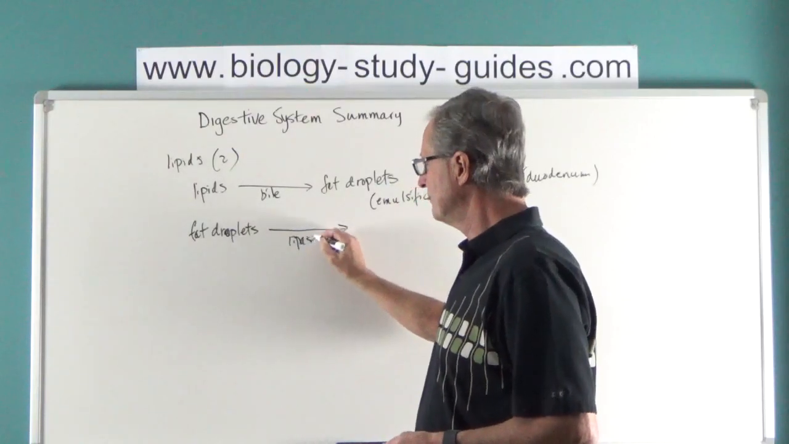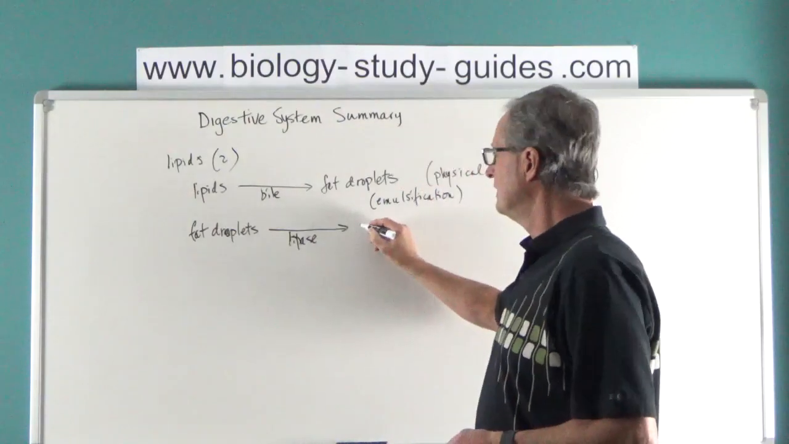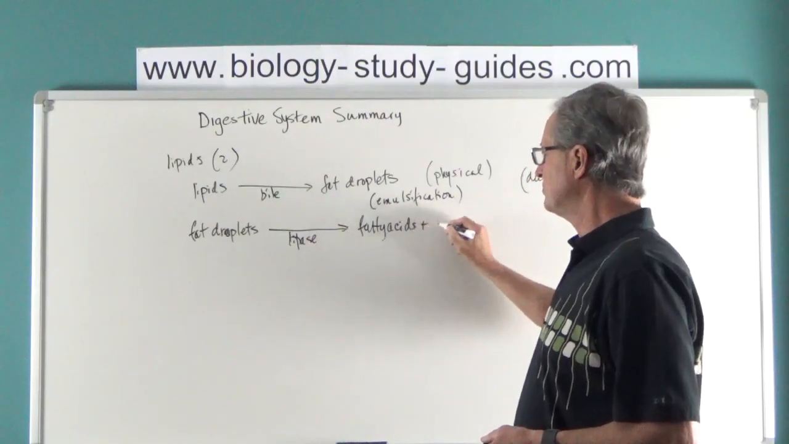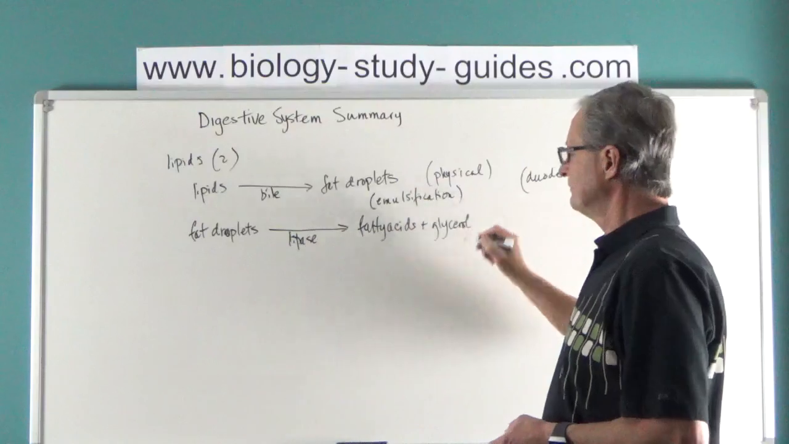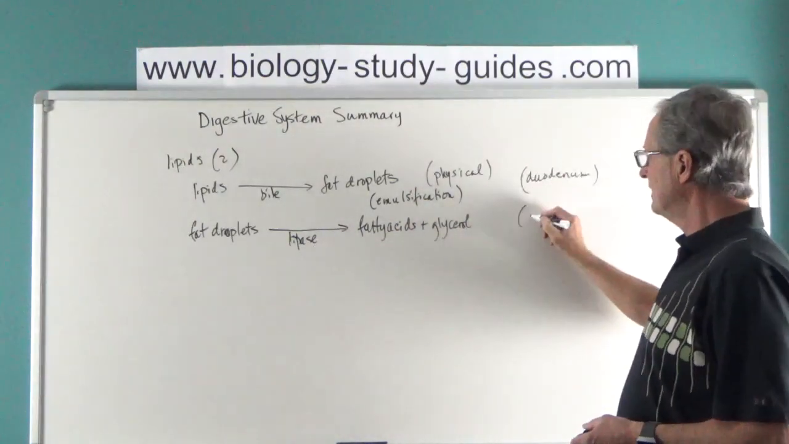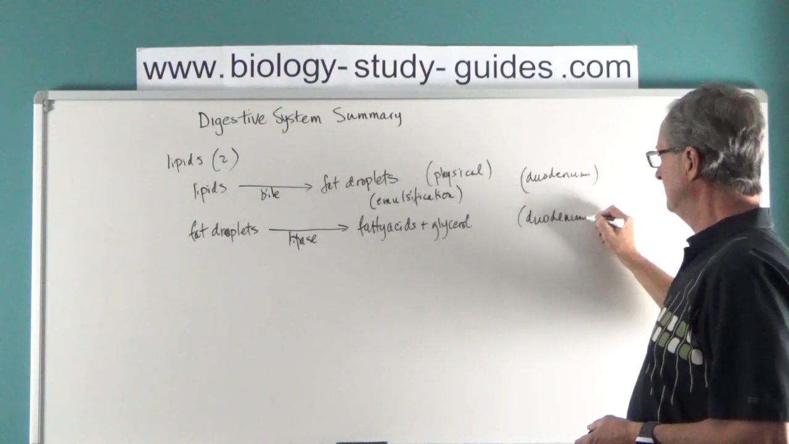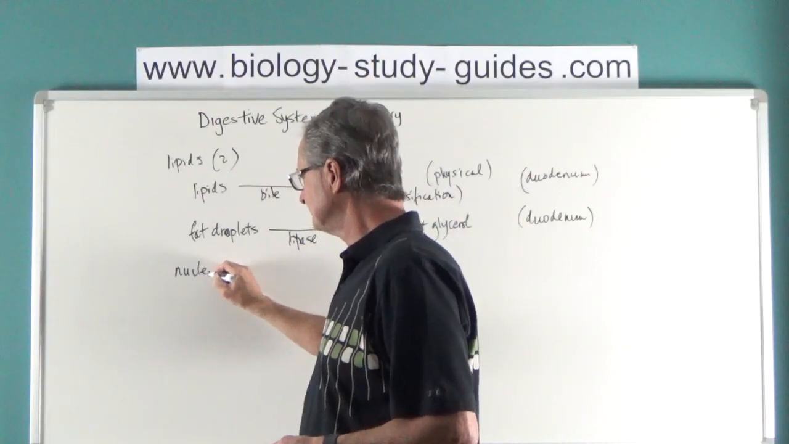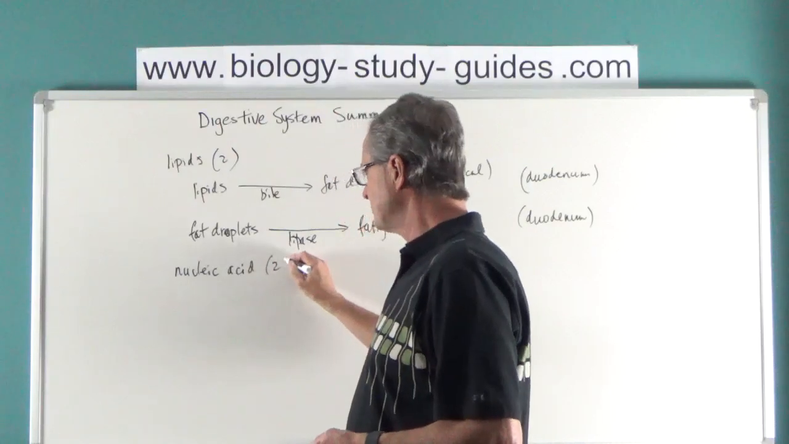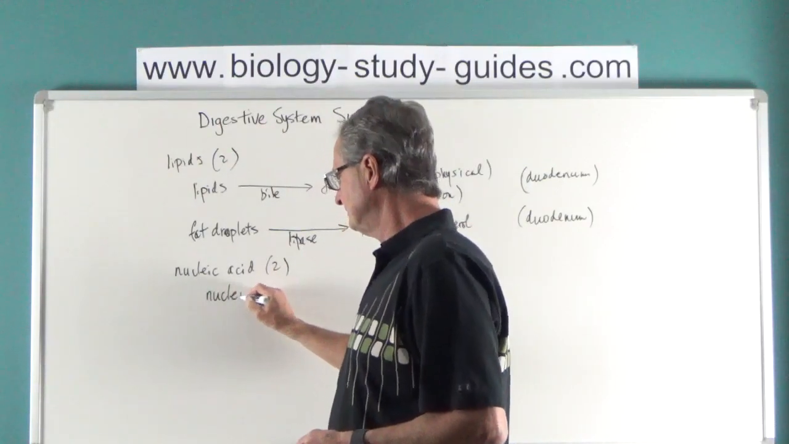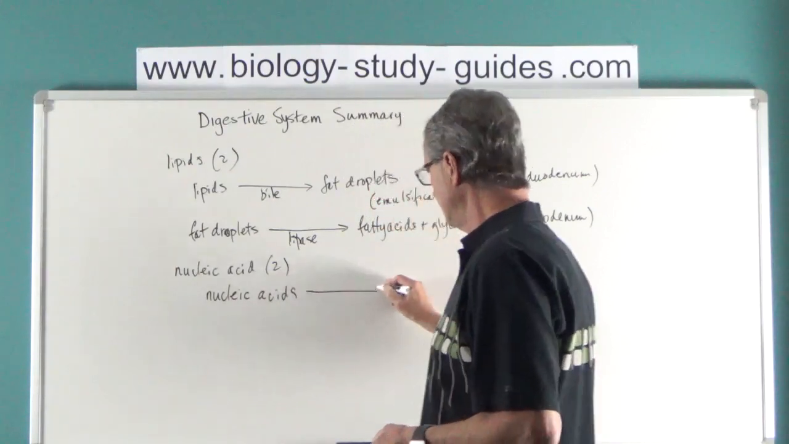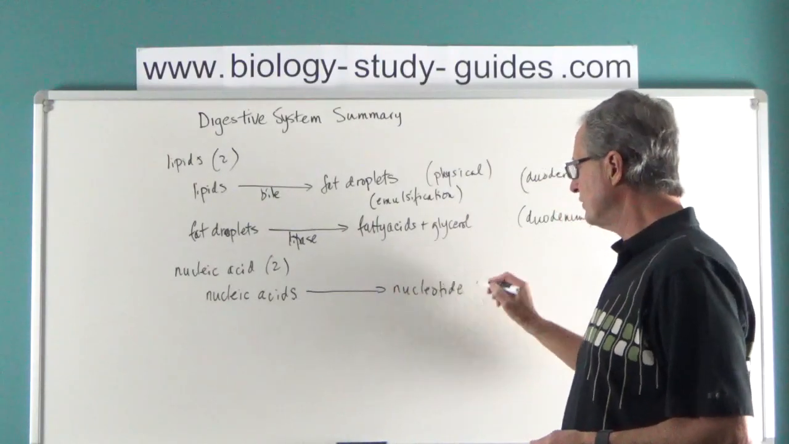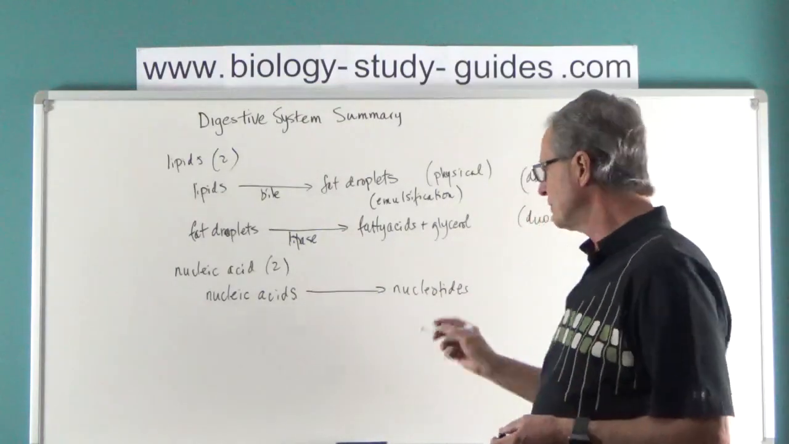Lipase enzyme. Fatty acids, and glycerol as a product. This is an enzyme, ASE ending, that occurs in the duodenum. Nucleic acid digestion, 2 steps, starting with nucleic acids. They get broken into their unit molecules or monomers, which are nucleotides.